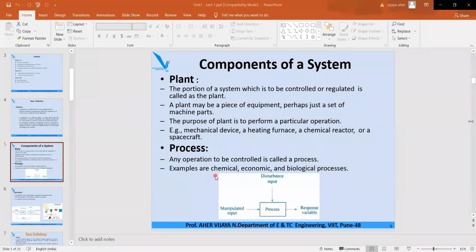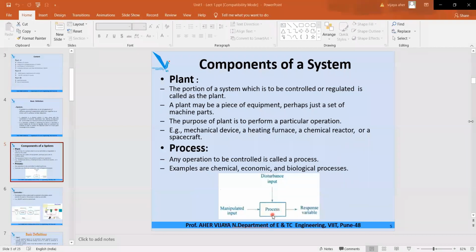So examples are chemical processes, economic processes, and biological processes. So this is nothing but the block diagram of your process. Within this block, any type of process is included. Now, what is the input and what is the output of this process? Input is any physical quantity. Output is another physical quantity or form.